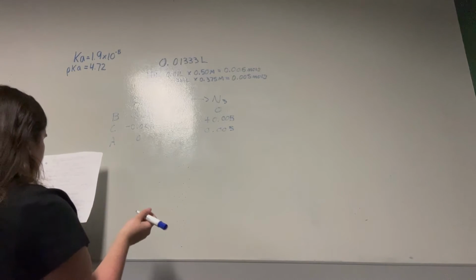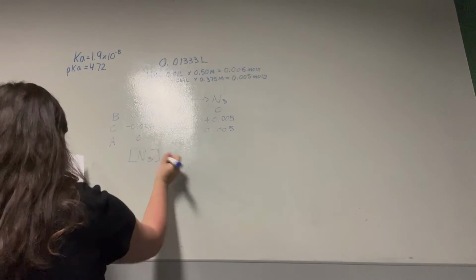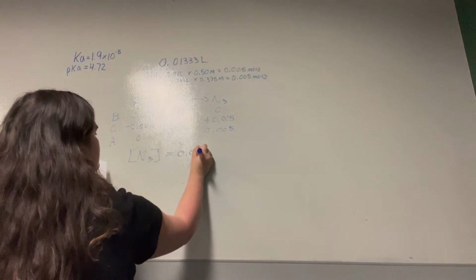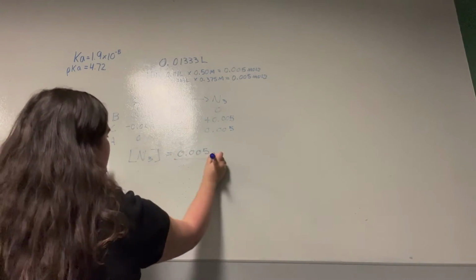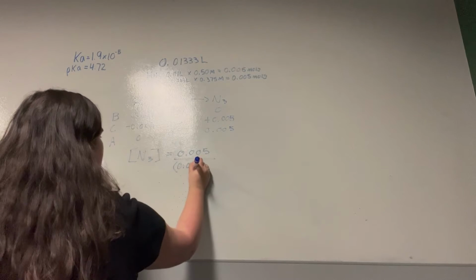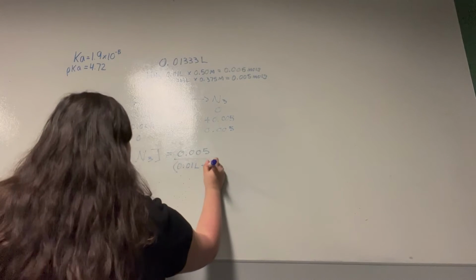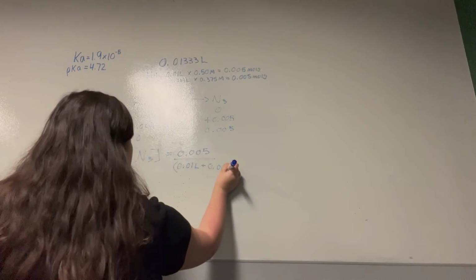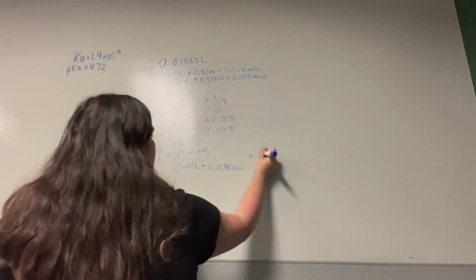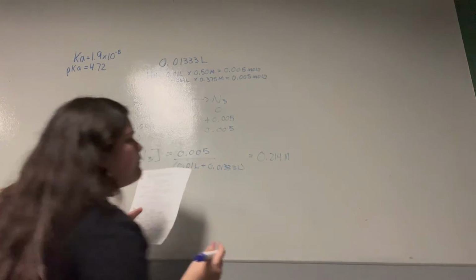So for the concentration of N3 that we need for the ice table that we're going to do, we use the 0.005 moles and divide it by the total volume, and that would be the 0.01 liters of the acidic solution and the 0.01333 liters of the basic solution. And you would find it is 0.214 molar for the concentration.